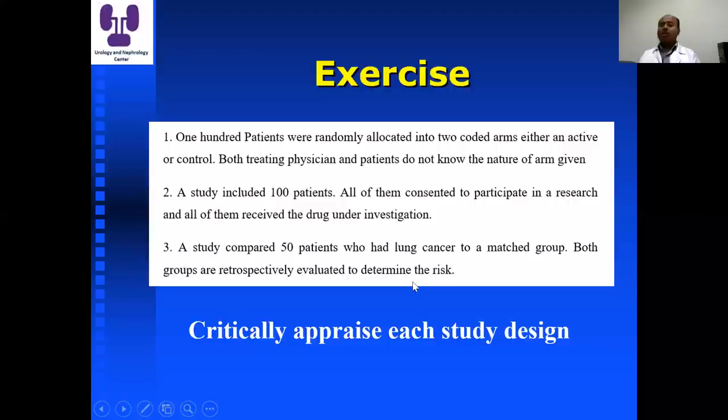But if I don't know the outcome and I apply a test like chest X-ray to know who has lung cancer and who has not lung cancer, and then retrospectively follow up both groups, this will be a retrospective cohort.